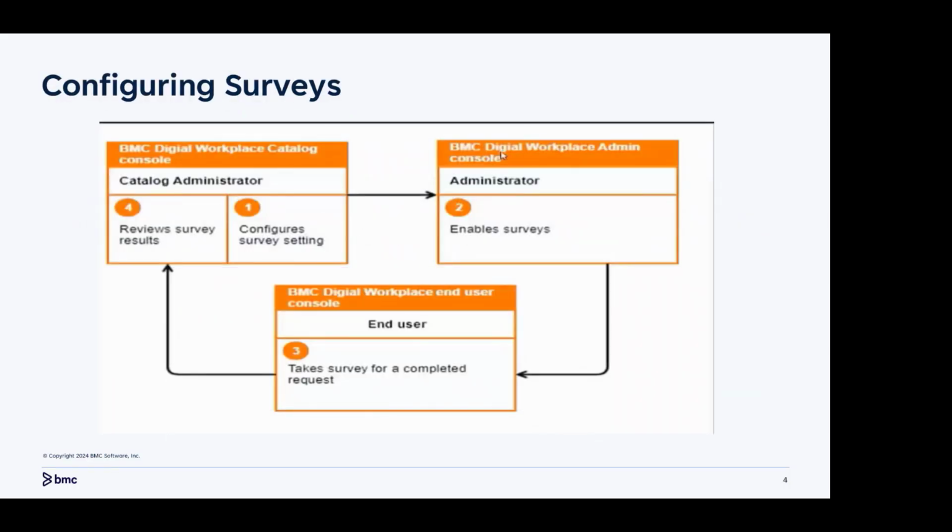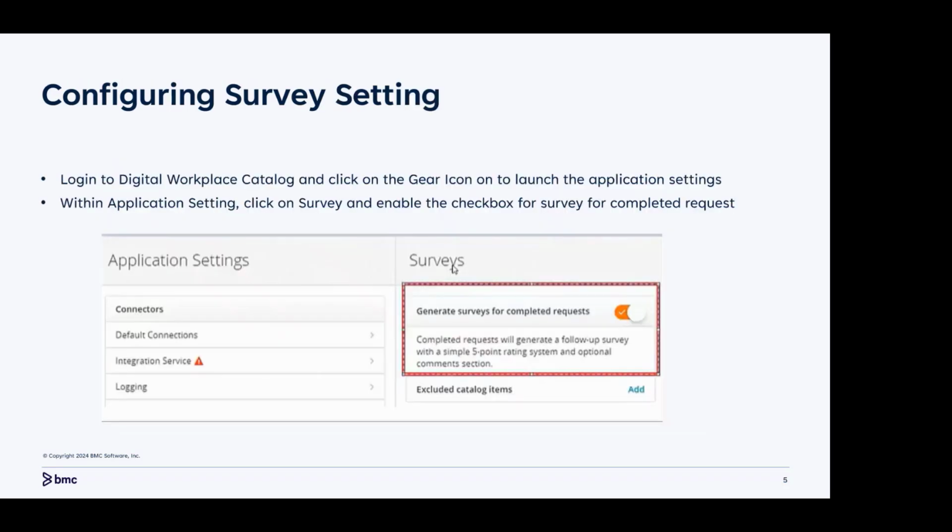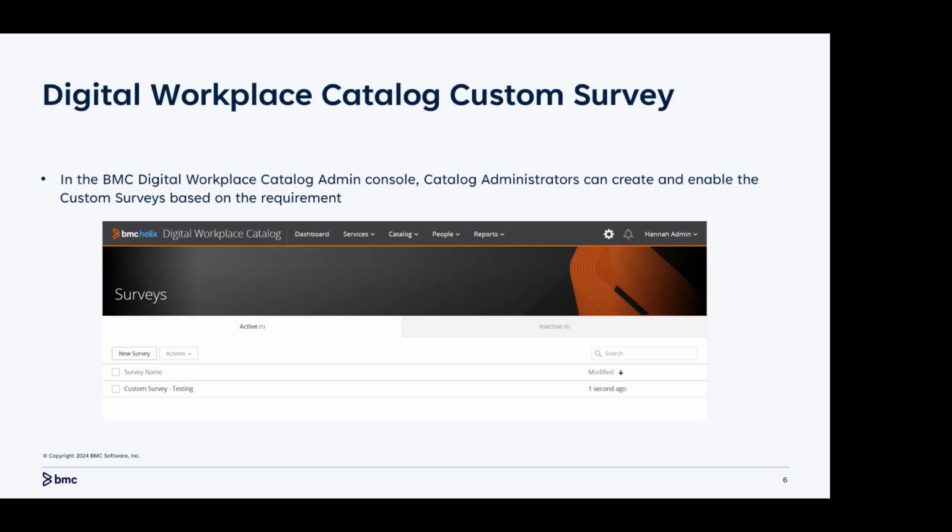So we have a life cycle of survey. The DWP catalog administrator will be creating and configuring the survey. He will be deciding whether it will be an out-of-box survey or a custom survey, and then it will be enabled in the DWP admin console by my IT admin. Once it is enabled, it will be triggered to the end user once the request is completed. Again, it will be the catalog administrator's responsibility to review the service and take actions for future improvements. So we'll see how it is enabled and how to work with custom survey in a DWP catalog.